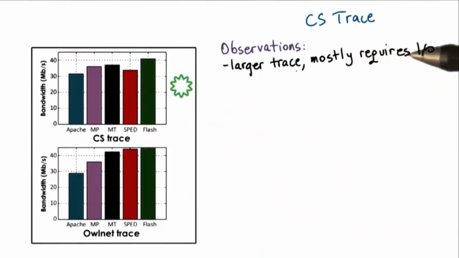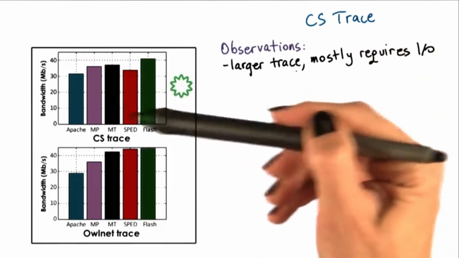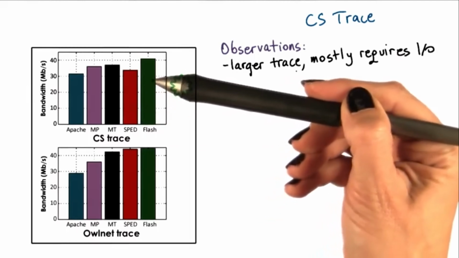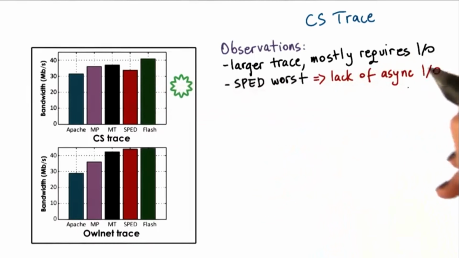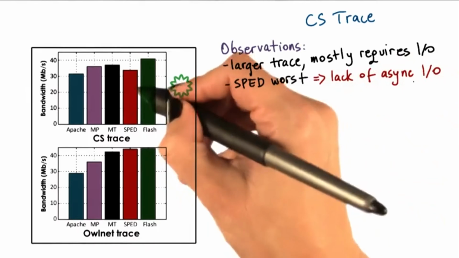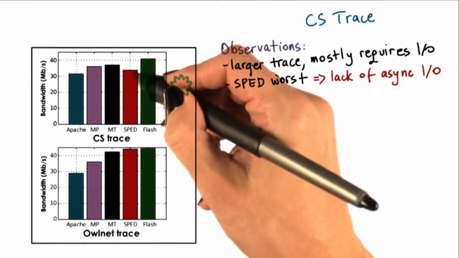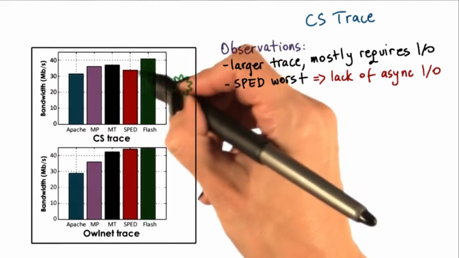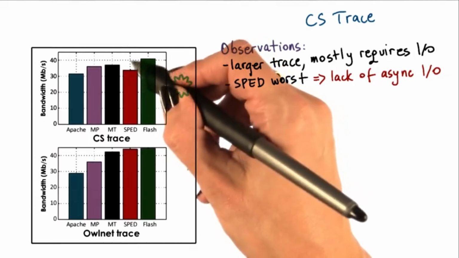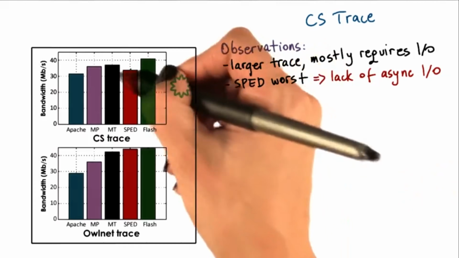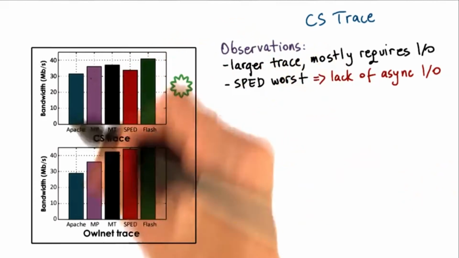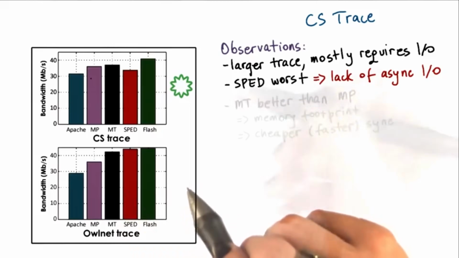Now, if we take a look at what's happening with the CS trace, this, remember, is a larger trace. So it will mostly require I/O. It's not going to fit in the cache in memory in the system. Since the system does not support asynchronous I/O operations, the performance of SPED will drop significantly. So relative to where it was, close to Flash, now it's significantly below Flash, and in fact, it's below the multi-process and the multi-threaded implementations.